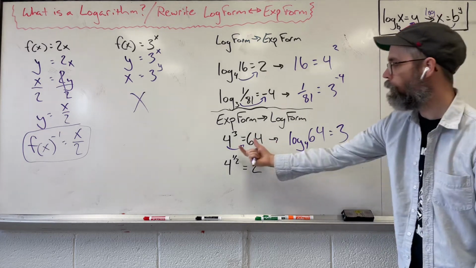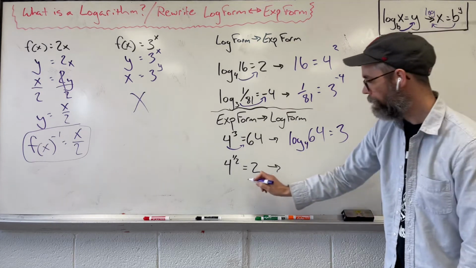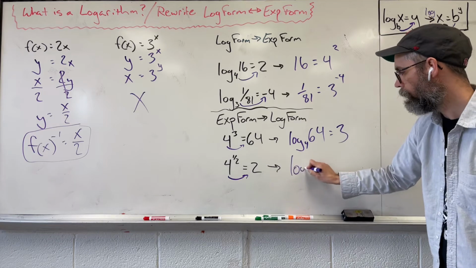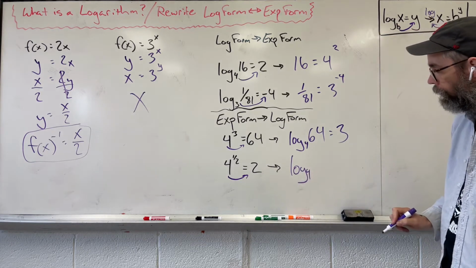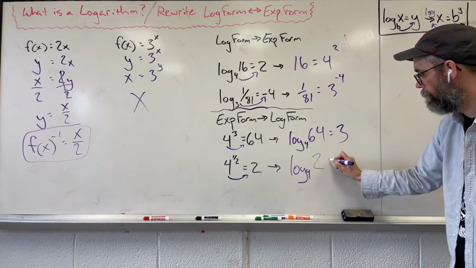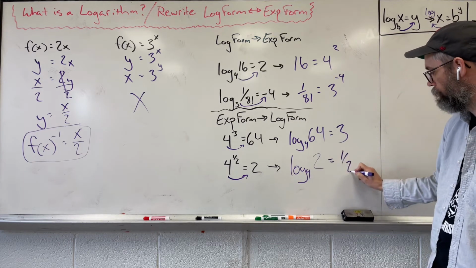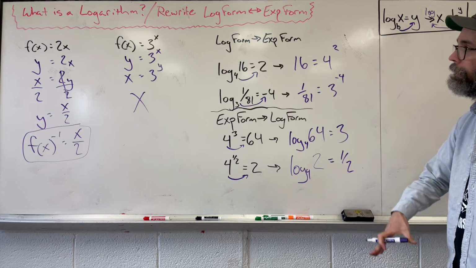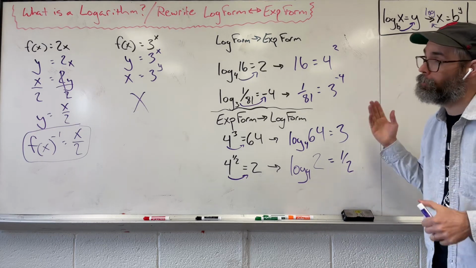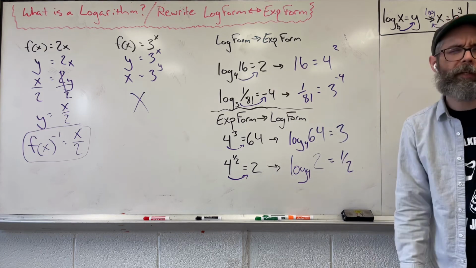We're going just from one form to the other. So again, let's take this 4. We're going to move it under, and we're going to say log base 4 of what number was by itself? 2 equals 1/2. And again, this is just going back and forth between exponential form and logarithmic forms and figuring out what is a logarithm.